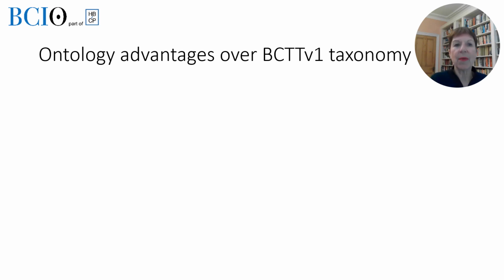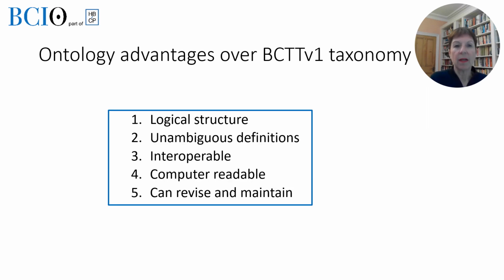I just want to say something about the advantages of having an ontological structure rather than our previous taxonomic structure. So first of all, it's very logical. The definitions are unambiguous, so much improved. It's what's called interoperable. And because every single entity has its own unique ID, it means it can be linked up with other ontologies. And so it can go across disciplines and across a particular topic area to be able to link with other ontologies.